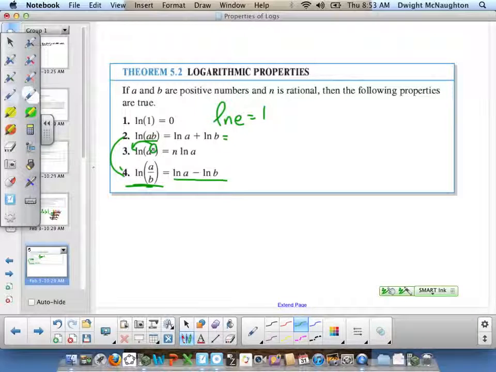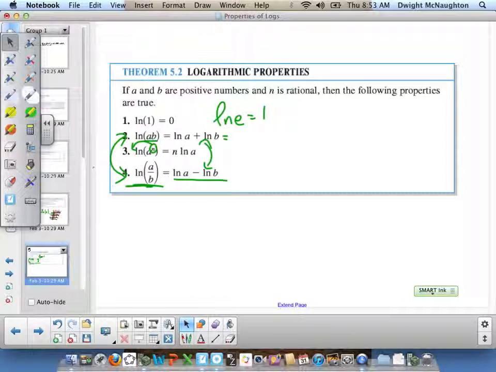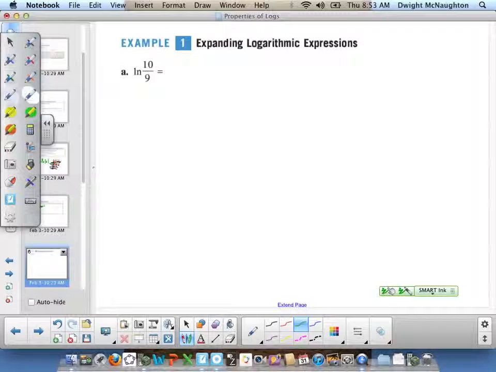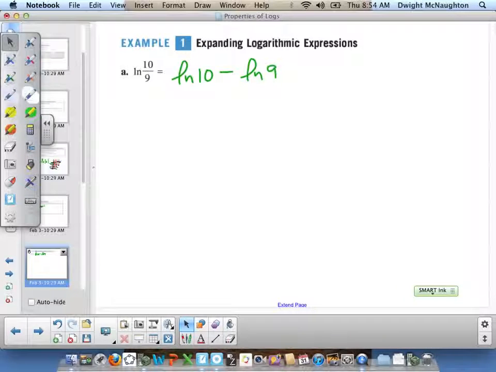This is kind of like the opposite of number 2. Multiplication and division are opposites, therefore addition and subtraction are opposites. And then again, these are all reviews from your pre-calc days. You should know these properties. Let's just practice them. Here we got the natural log of 10 ninths. We want to rewrite that. Since it's a division, we want to split that. The natural log of 10 minus the natural log of 9. Seems like a little thing, but when doing derivatives, it makes it a million times easier.